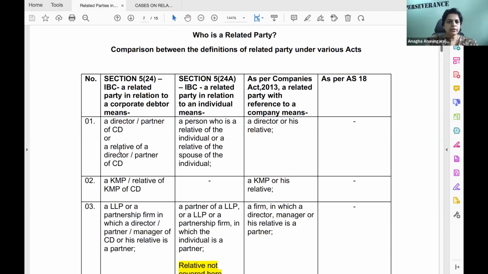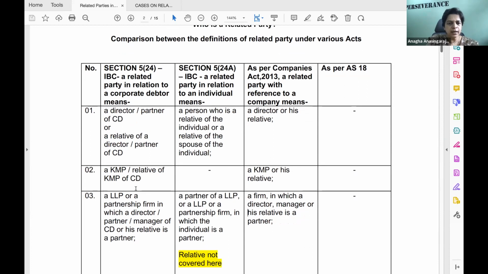Okay, so here the related party is a director or partner of the CD, a relative of a director or partner of the CD, then a KMP or a relative of the KMP of the CD. If we are looking at the related parties in the first column only, then an LLP or a partnership firm in which a director, partner or manager of the CD or his relative is a partner.